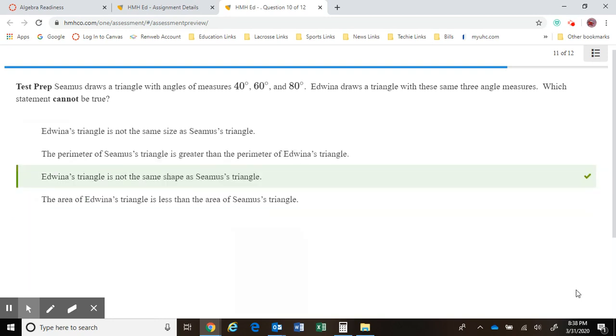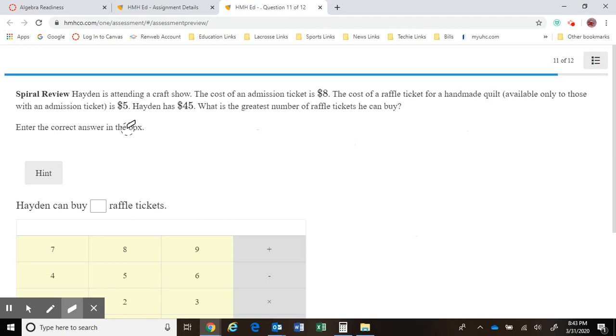All right, moving on. Question number 11 says spiral review. Hayden is attending a craft show. The cost of admission is $8. The cost of a raffle ticket for a handmade quilt, available only to those with an admission ticket, is $5. Hayden has $45. What's the greatest number of raffle tickets he can buy? Enter the correct answer in the box.